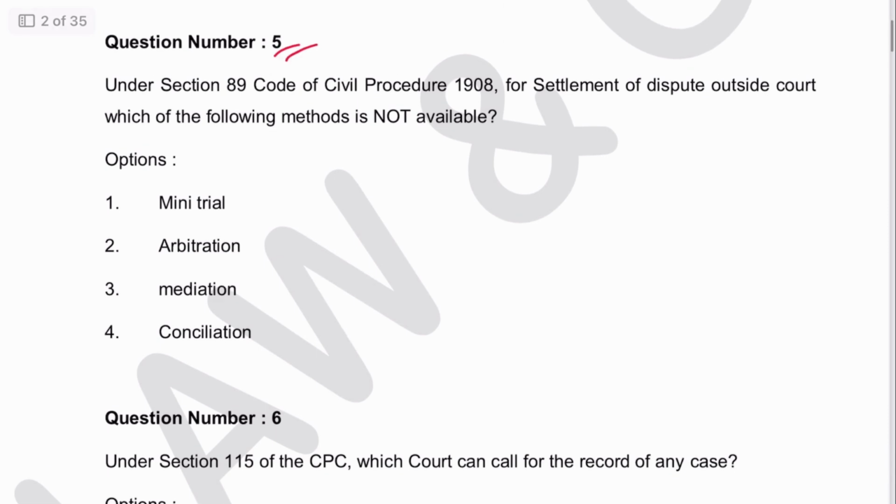Next is 5. Under section 89 of CPC, for settlement of disputes outside the court, which of the following methods is not available? Arbitration, mediation, conciliation is there. Mini trial is not there, so 1 is the answer.